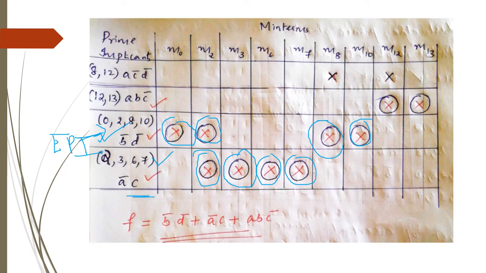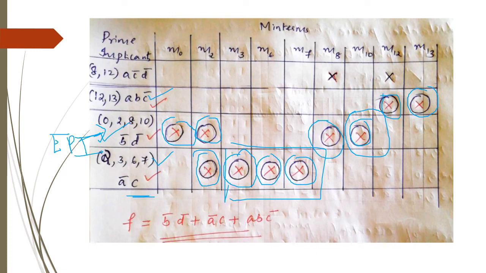Next, M6 and M7 also have single cross marks, but these you have already included in 2, 3, 6, 7, so don't include them again, ignore that. Next comes M10. It also has a single cross mark, but that is already included in 0, 2, 8, 10, so don't include that, forget it. The last column, M13, also has one single cross mark, so you can include that in the final expression. So you get A B C bar.